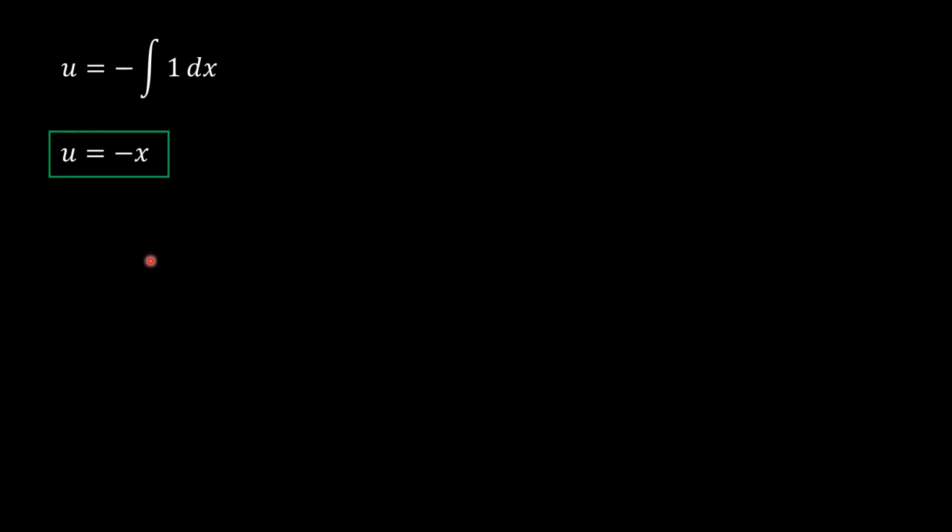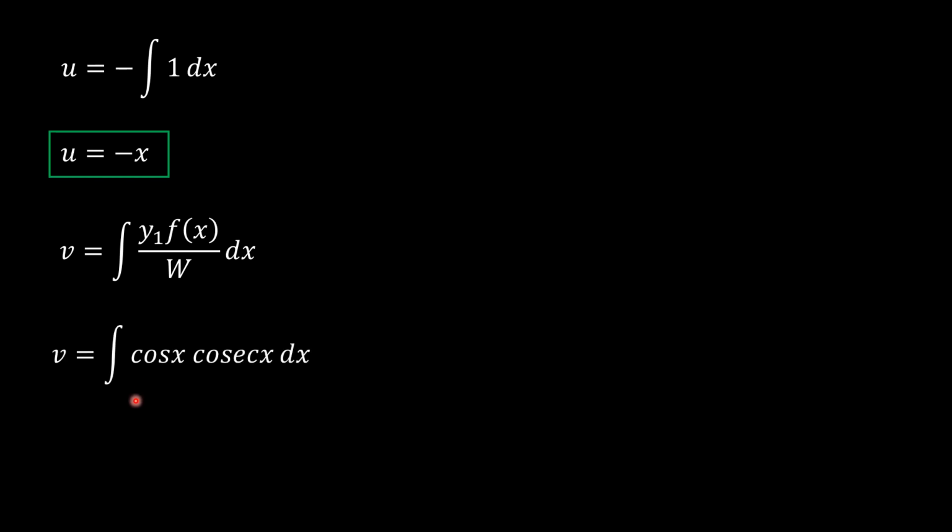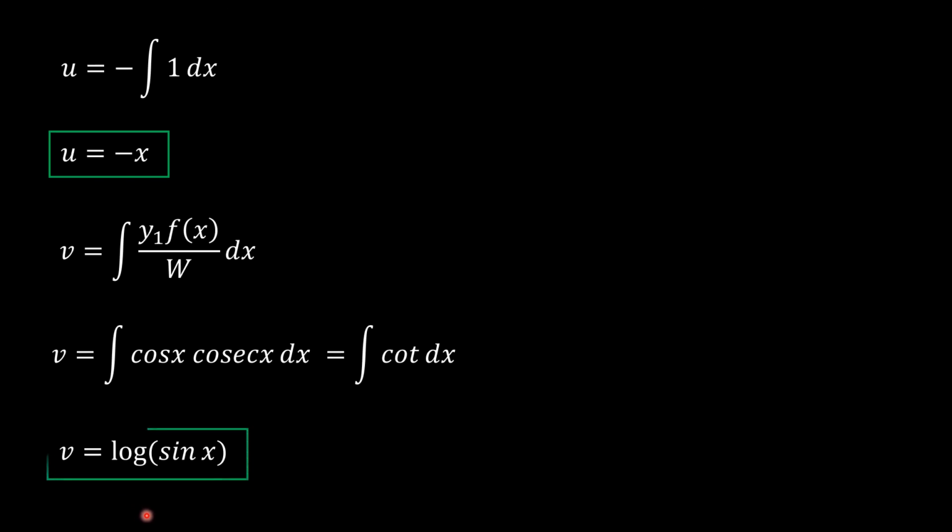Now we'll go for finding v. v is given by integration y1 f(x) upon W into dx. Replace the values. v is equal to integration, y1 is cos x, f(x) is cosec x, and W is 1. So integration cos x into cosec x dx, which is equal to cot x dx, integration of cot x dx, whose integration is log of sin x. So v is equal to log of sin x. In this way we have obtained v also.